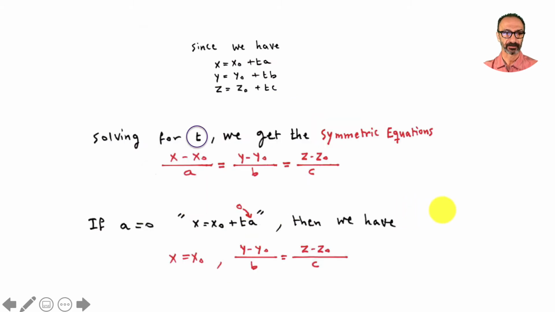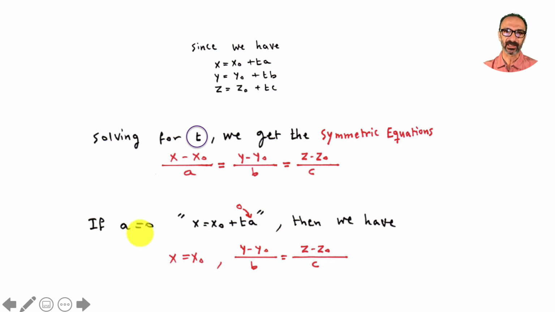Here's the symmetric. Since we have x equals x sub 0 plus ta, when you break it down in general as parametric, that's one more time, parametric in general. Imagine if you solve for t. They all have t, right? To solve for t here, you get x minus x sub 0 moved to the other side. So you have x minus x sub 0 divided by a. But that's going to equal the same thing that you get out of here and the same thing that you get out of here.